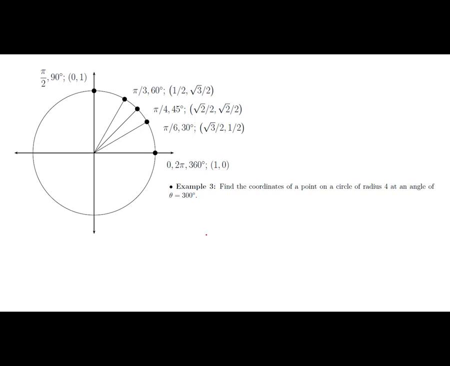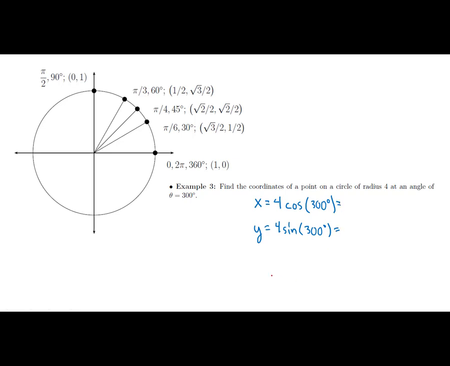So let's do an example where we use this idea. It says, find the coordinates of a point on a circle of radius 4 at an angle of 300 degrees. So first of all, I know that I can find the points by taking x is equal to 4 times the cosine of 300 degrees, and y equals 4 times the sine of 300 degrees. So the hard work here is figuring out what is the cosine of 300 degrees and what's the sine of 300 degrees?